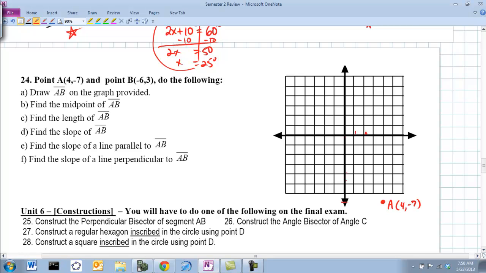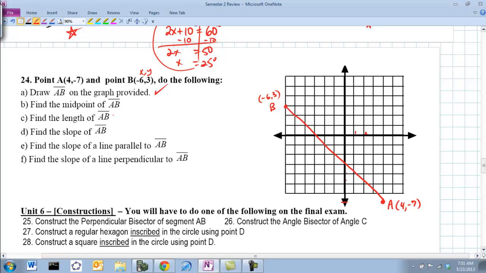Remember, you go the x direction first, then the y direction. So for point B, the x direction is negative 6, the y direction is 3. 1, 2, 3, 4, 5, 6, and 3 would be letter B. And we are to draw segment AB. So there we go. Drew segment AB. Check.